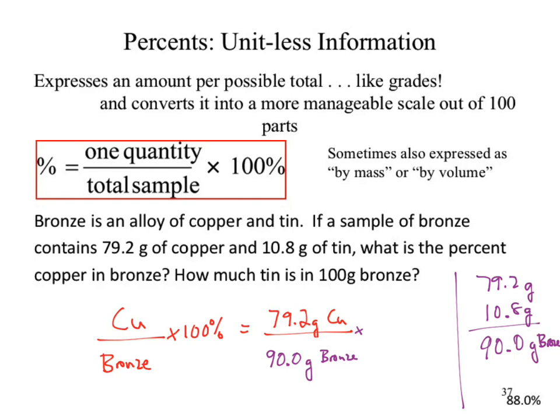Now I can multiply by 100. Now I can bust out the calculator, run my calculation, and it'll spit out my answer. If we do that math, it comes out to roughly 88.0%, because I'm that good at that math.